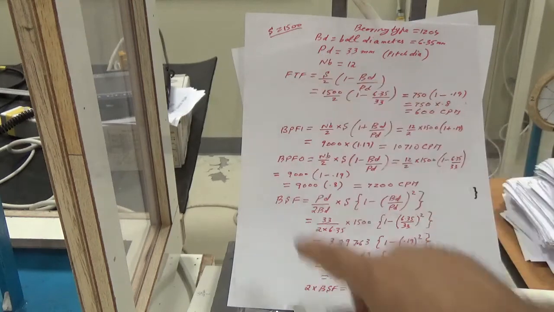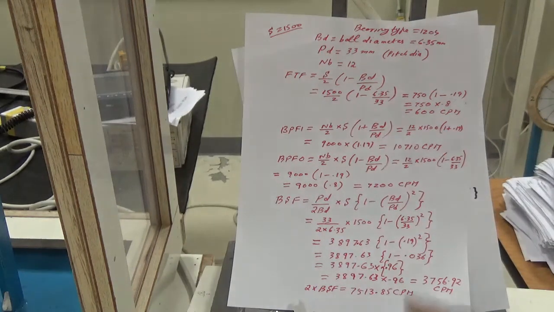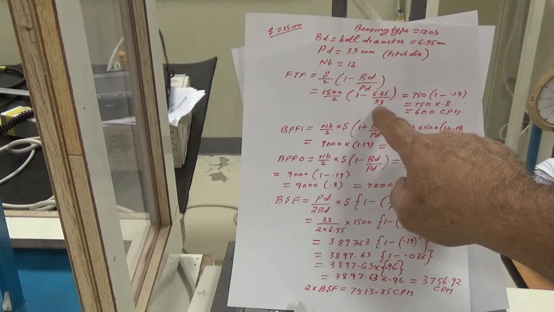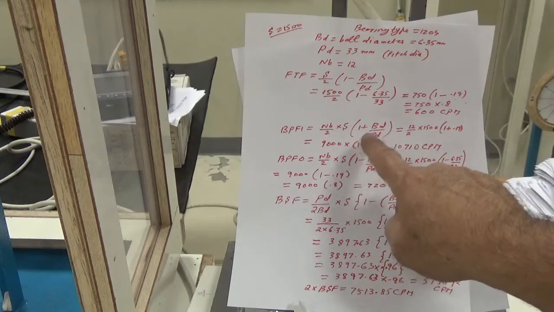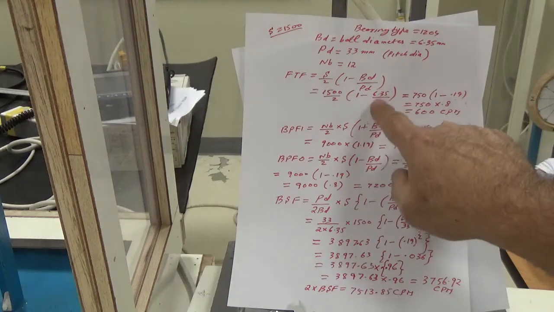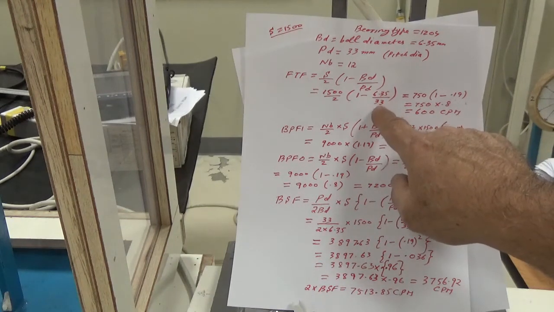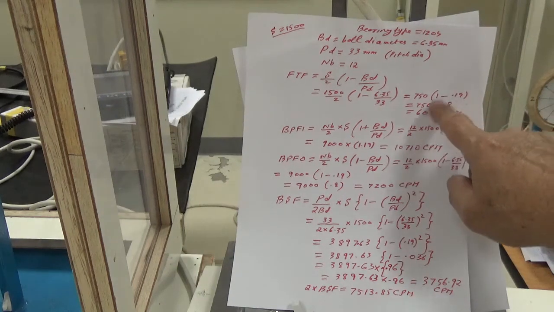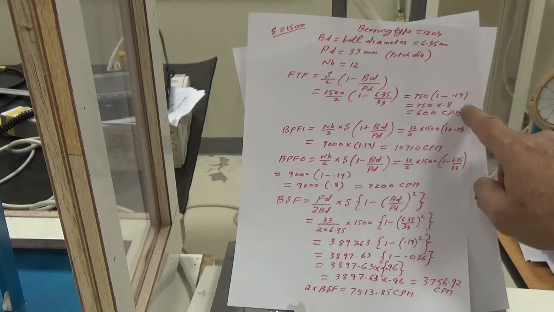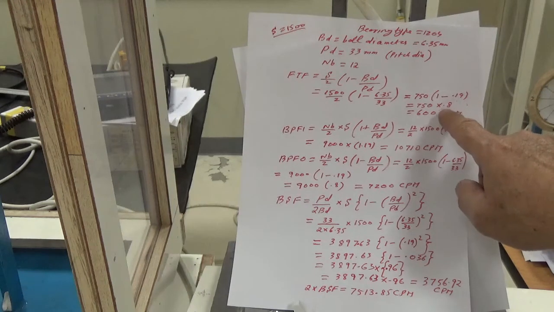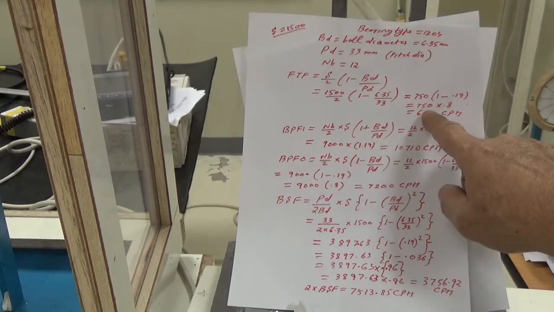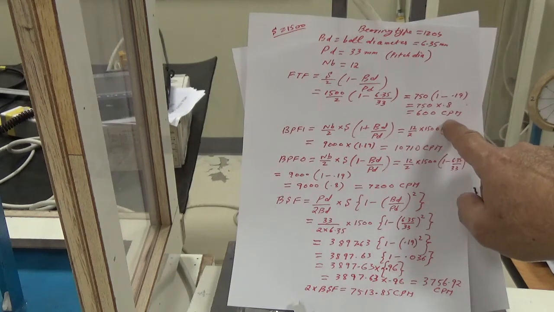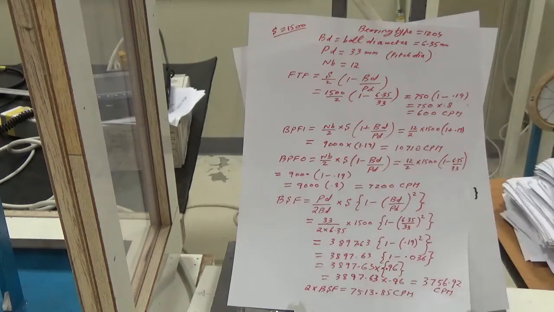Now here I have calculated fundamental train frequency. S is 1500 revolutions per minute. Ball diameter is 6.35. Pitch diameter is 33 millimeter. First I will solve 6.35 divided by 33. This becomes 0.19. Then I will solve the bracket: 1 minus 0.19 becomes 0.8. Then 750 multiplied by 0.8, I get 600 cycles per minute. This is fundamental train frequency.